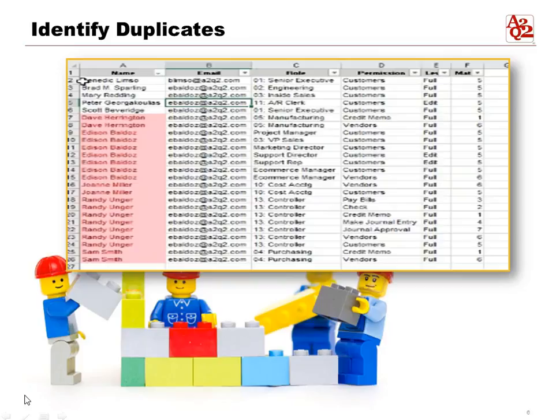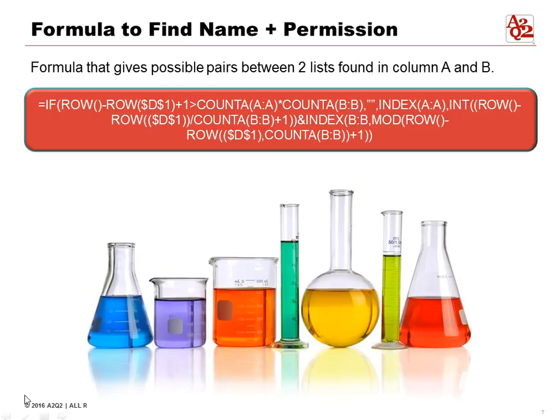So how do we do that when you have too many rows of data? You can use Microsoft Access or other programs like ACL or Audit Command Language, but right now we'll just use Excel. So here's a formula that gives us all the possible pairs between the two lists found in column A and column B. So we're giving you the formula.